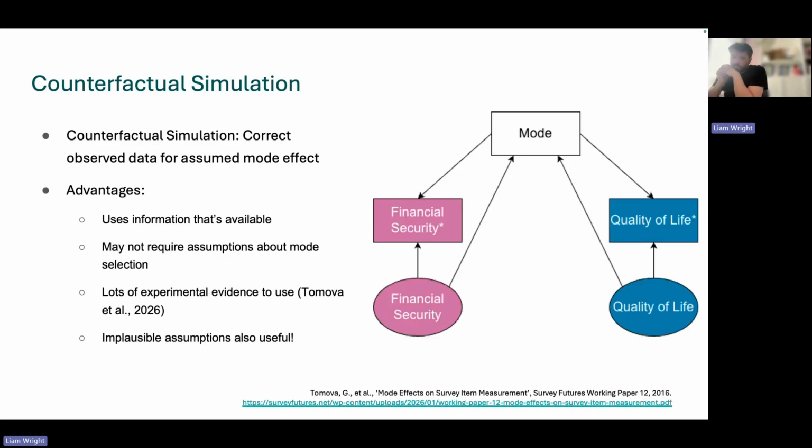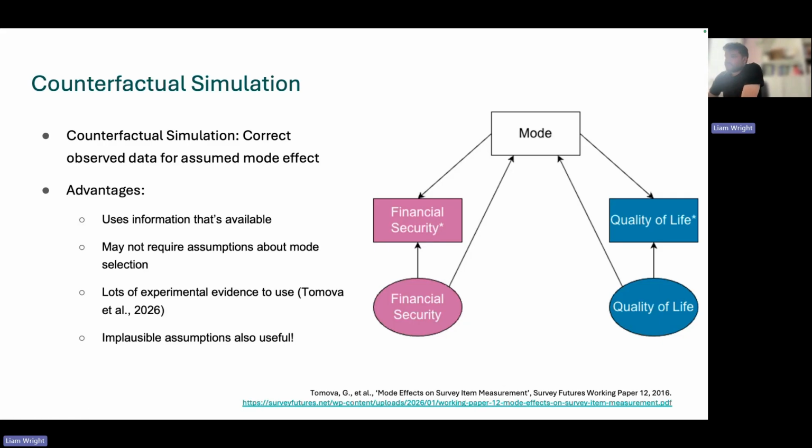So what are we actually doing when we're doing this counterfactual simulation? Well, on screen, I've got a DAG, which shows, let's say we're interested in the association between financial security and quality of life. These are both measured with a mode effect, and they might also be related to mode selection. So if we conditioned upon mode, we would remove the bias from the mode effect, but we would induce a collider bias due to mode selection.